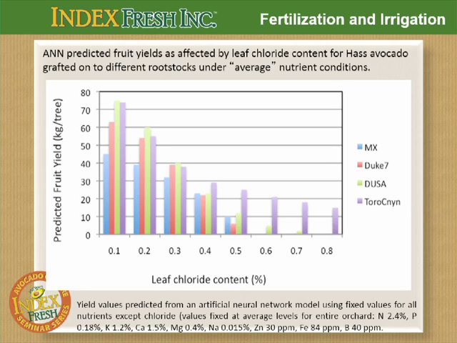Now this is based on this model. We turned all those little slide bars. We had adjustments for each of those tools where we set it to the mean for the entire study. And across all the trees, 450 trees we looked at, the mean was 2.4% nitrogen. Phosphorus is 0.18, potassium 1.2, and calcium 1.5, et cetera. And that's what we get.